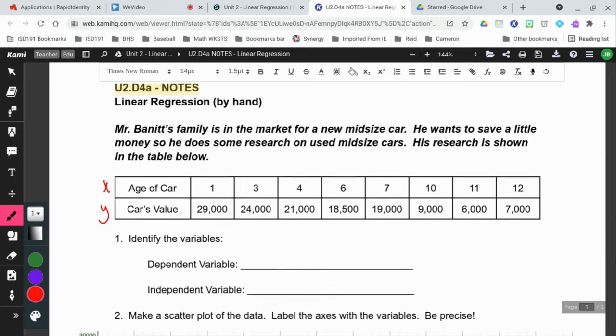So what we're going to do is take a look at our data. We're going to look for a trend in our data, and we're going to see if we can use that to answer some questions down below.